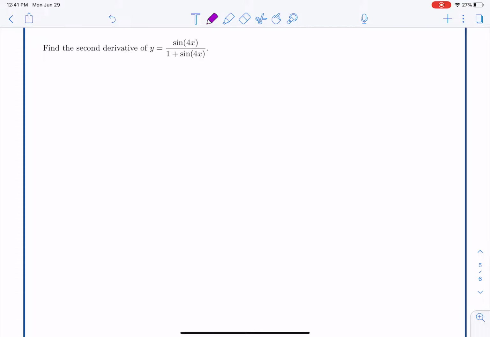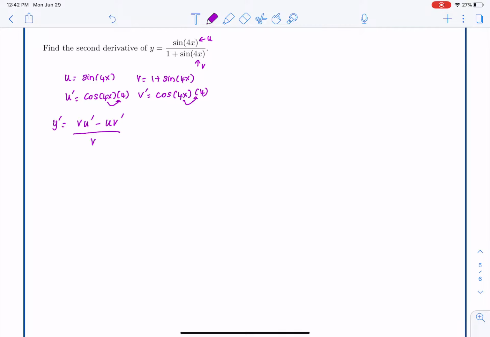So we have to find the second derivative of this function. That is u and that is v. So u is sine 4x. V is 1 plus sine 4x. U prime is cosine 4x multiplied by the derivative of 4x, which is 4. V prime, the derivative of 1 is 0. And that would be V prime. I'm using chain rule. So y prime is v u prime minus u v prime divided by v squared.